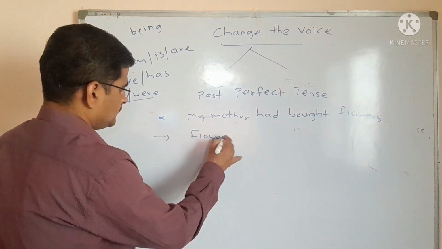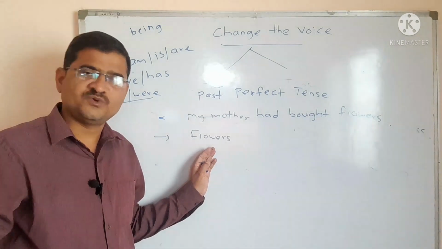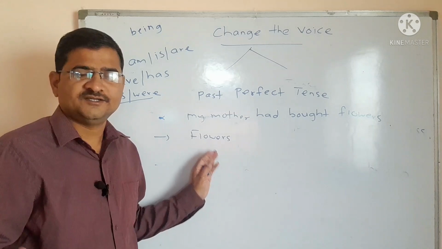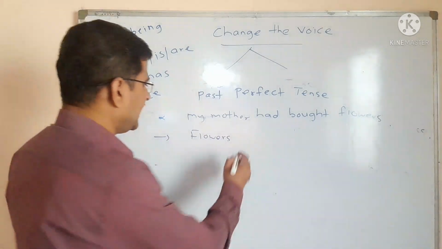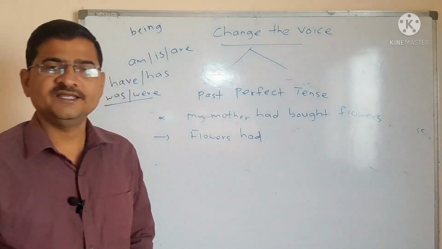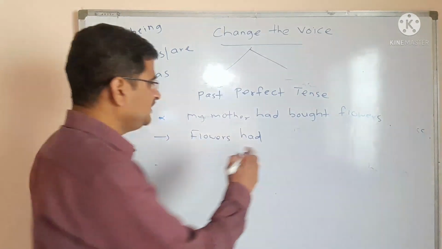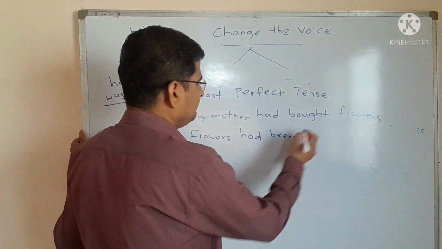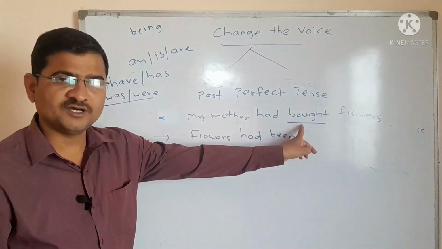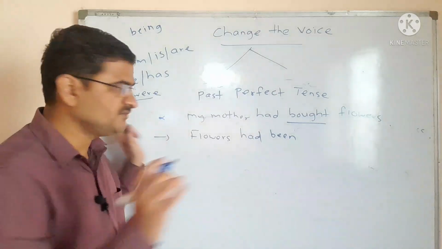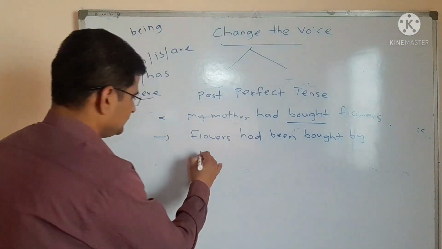Flowers. After this, you have to use the helping verb. In the past perfect tense, you have to use the helping verb had. Whether the subject is singular or plural, it doesn't matter. Flowers had. Already I told you, in the perfect tense you have to use the word been in the passive voice. Flowers had been. Already in the passive voice we are given the V3 form of the word. So you have to use the V3 form as it is. Had been bought by my mother.